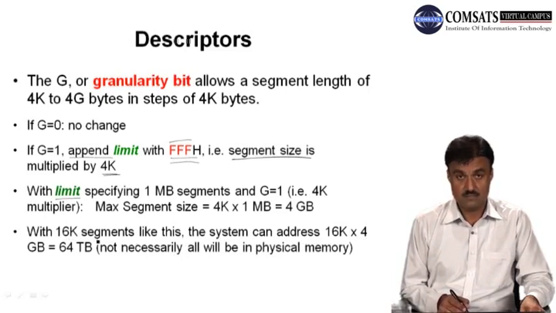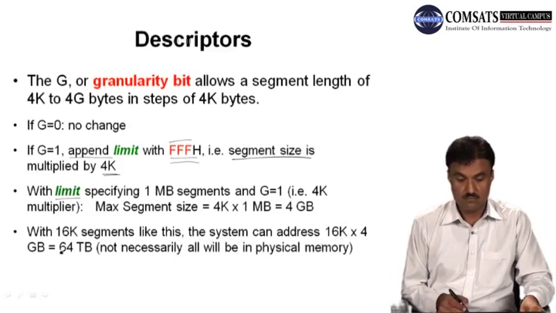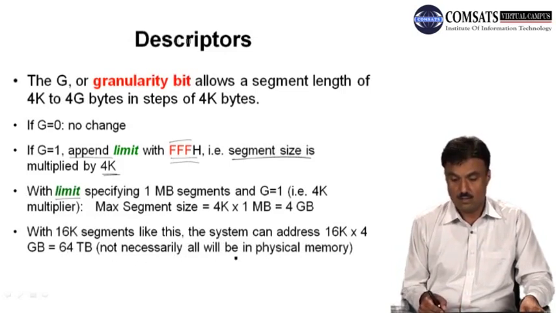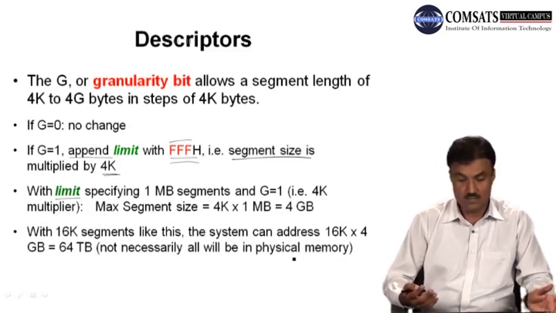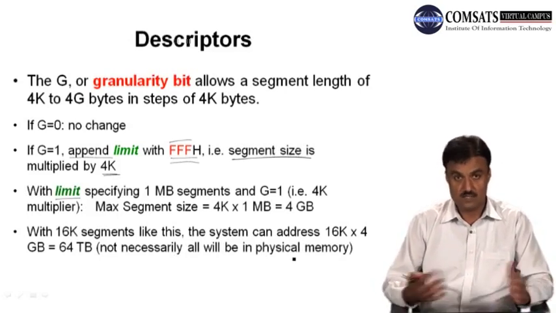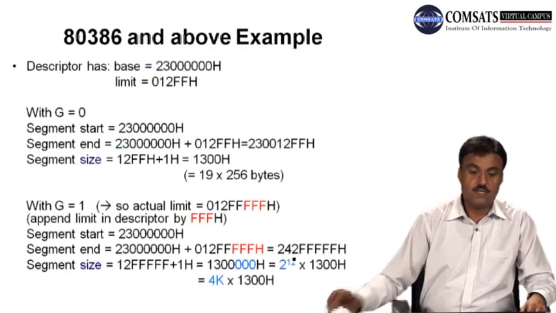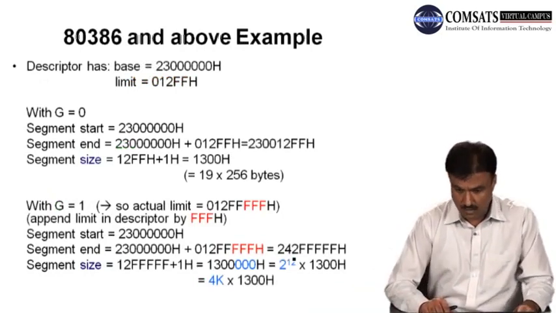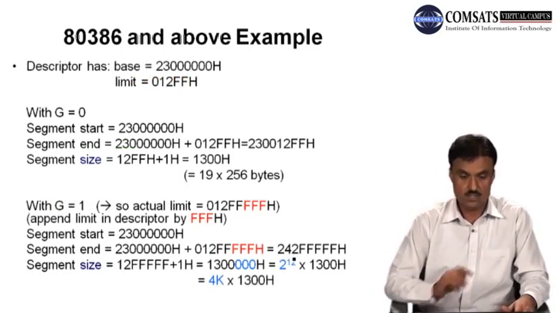Once we have 16K segments like this, the system can address 16K multiplied by 4 GB, which is equal to 64 terabytes. It's not necessarily that all will be in physical memory. Physical memory is not up to 64 terabytes, but it is possible to access 64 terabytes in segmentation. This is an example of how we calculate the address by using the descriptors.